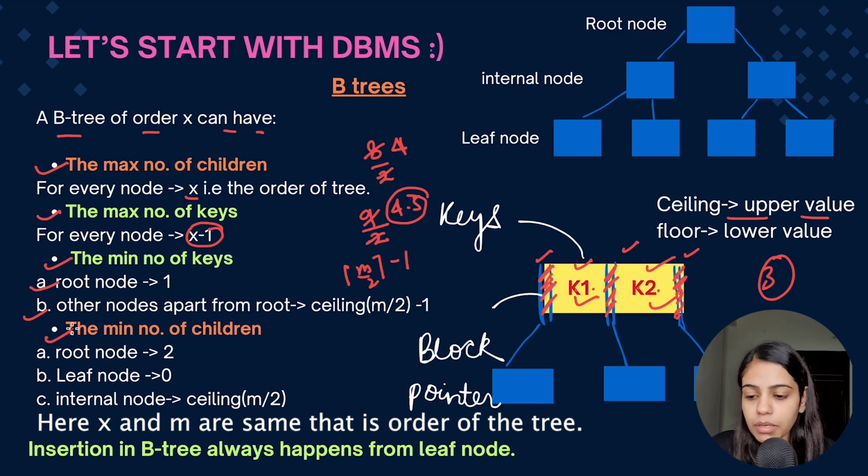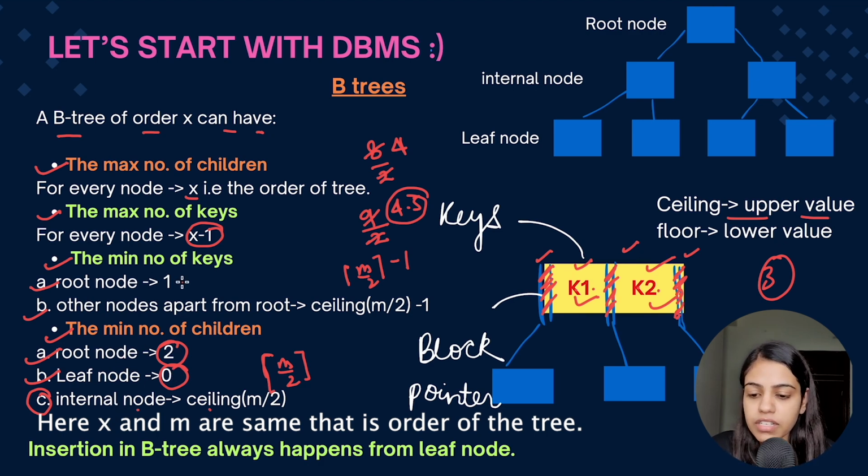Now what is the minimum number of children? For the root node, we can have at least 2 children. For the leaf node, we won't have any children because the leaf node is the last node in the tree. And coming to the internal node, we will have ceiling of m by 2. This is the minimum number of children an internal node can have. Leaf nodes will have 0 and the root node will have 2.